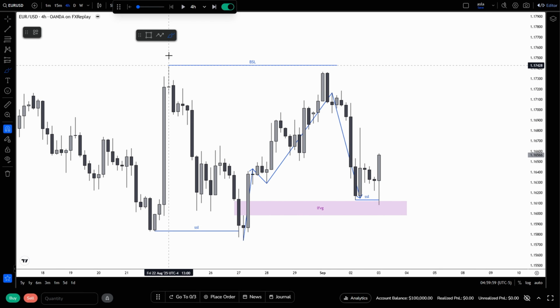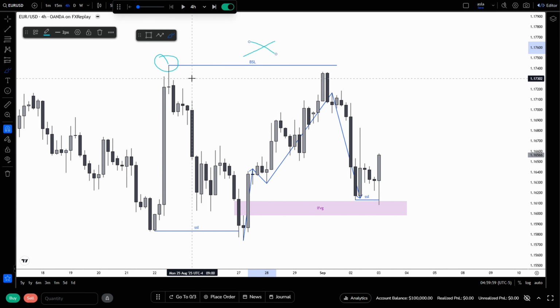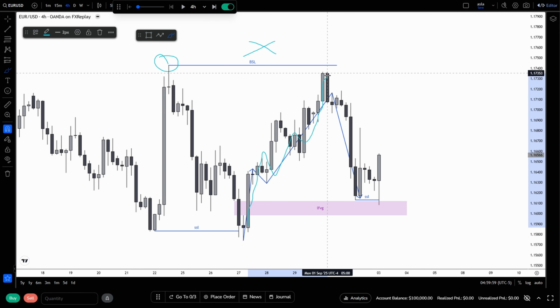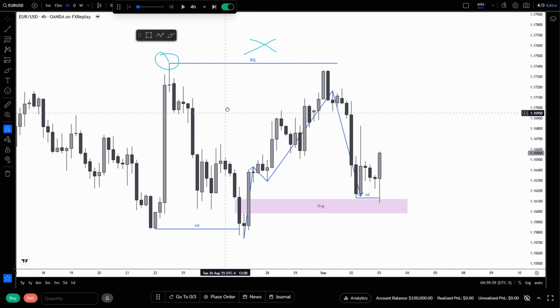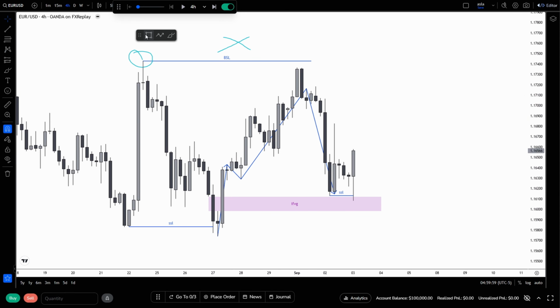The draw on liquidity does not mean that price must immediately go and take the entire obvious high. The draw on liquidity simply tells you the directional intent of the market. What you are actually looking for is the low-hanging fruit that aligns with that draw on liquidity. And if you don't understand what low-hanging fruit means yet, don't worry. I'll make a separate video explaining that concept in detail.